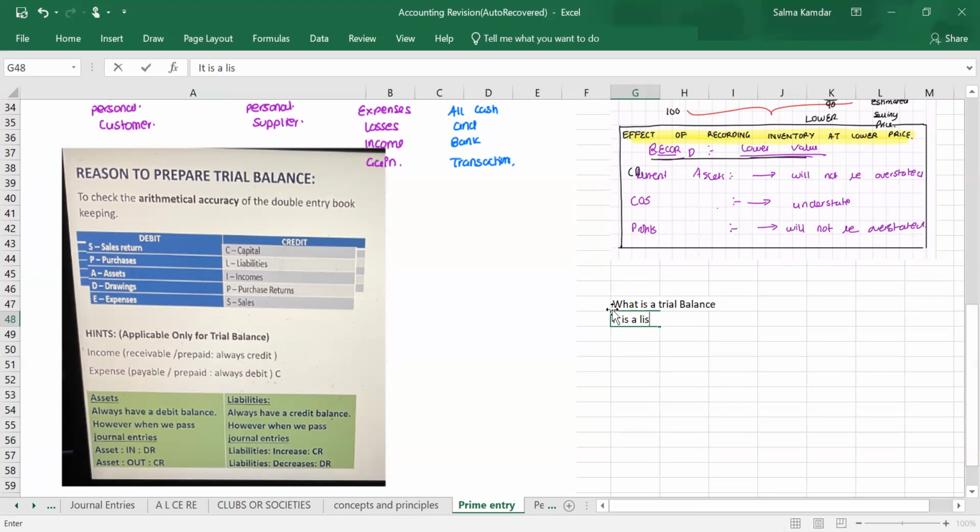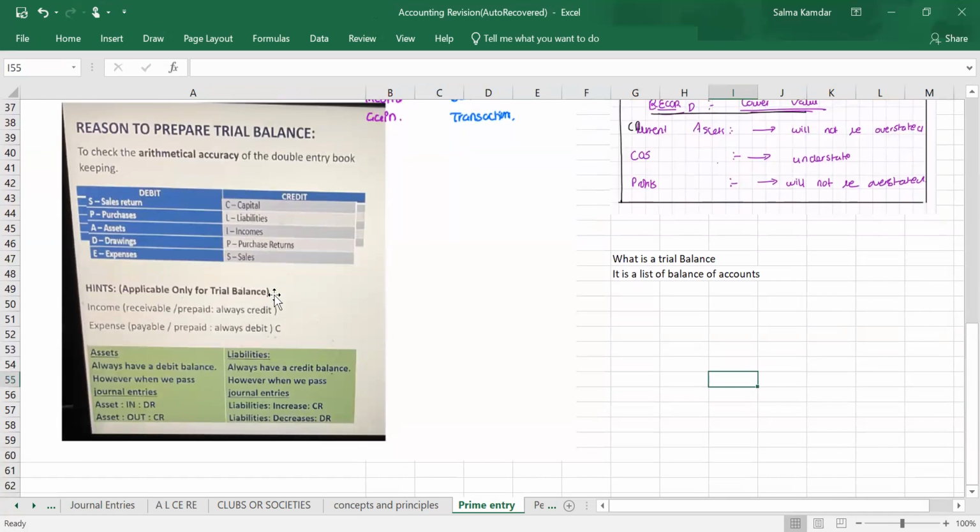So can you tell me, when I'm recording something on the debit side, what are the things that will come on the debit of the trial balance? Sales return, purchase, bad debts, trade receivables. Okay, so we identify it with a formula, right? All the spades will come on which side? Debit side, and all the clubs will come on the credit side. What are the spades? Sales return, purchase, assets, drawings, and expenses. And clubs? Capital, liabilities, incomes, purchase returns, and sales.